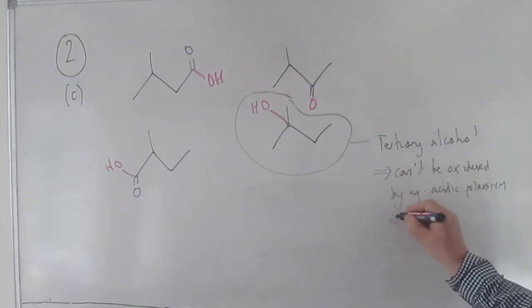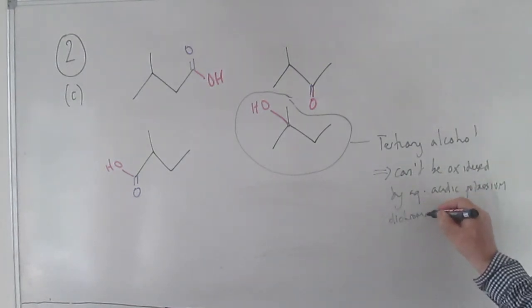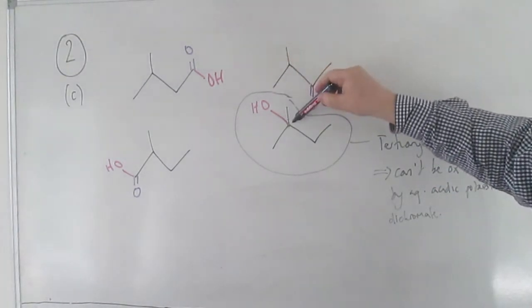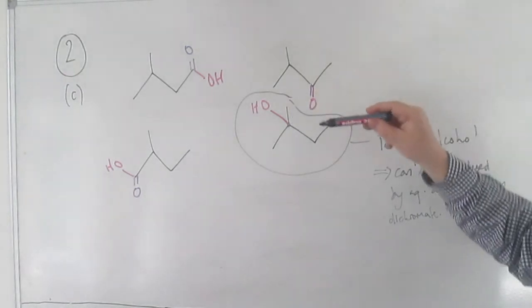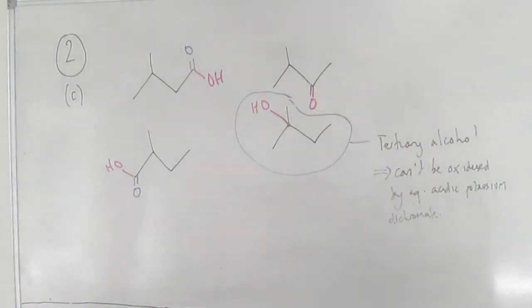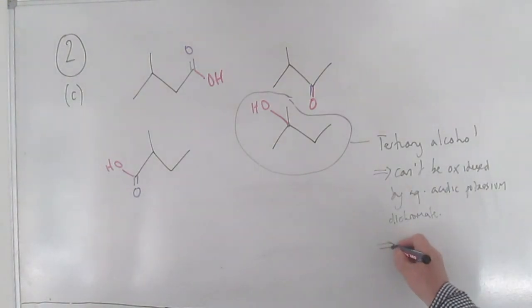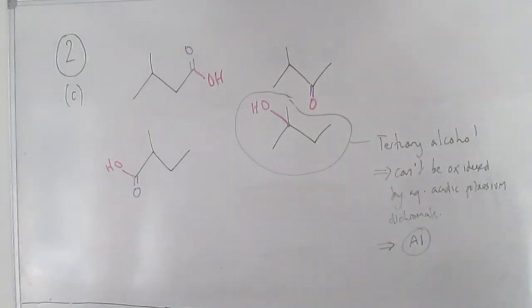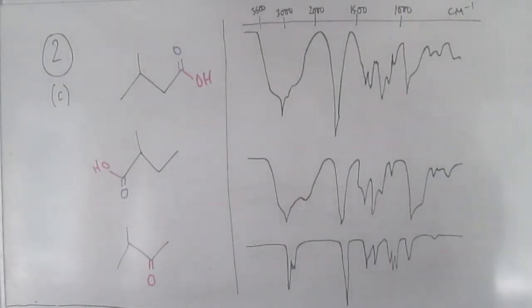Because remember that the way the oxidation works is that you have to take away this hydrogen and take away a hydrogen from the carbon it's attached to, and there is no hydrogen there. That's why it can't react. So it can't be oxidized by aqueous acidic potassium dichromate, and therefore that one is compound A1. Okay, so we've taken that one out of the picture now because we know that one is A1. So next you have to see what you can learn from infrared that might lead you towards at least identifying which one is which.